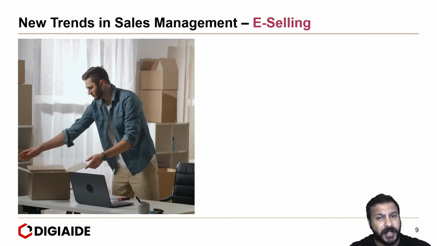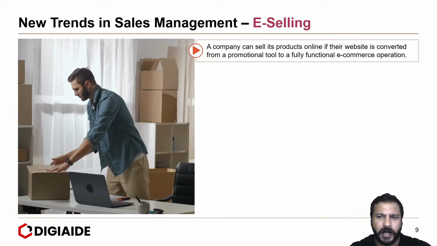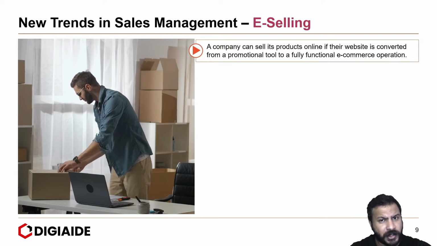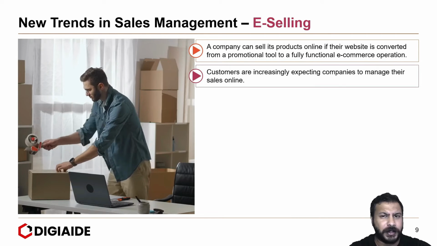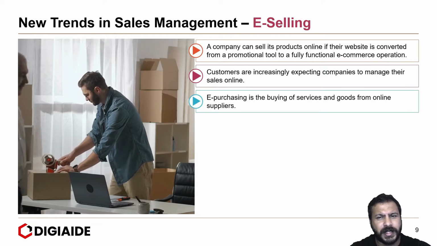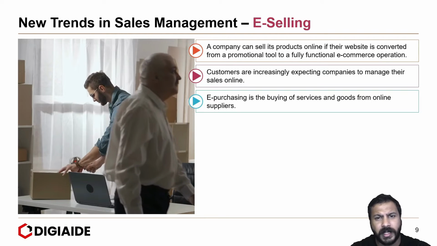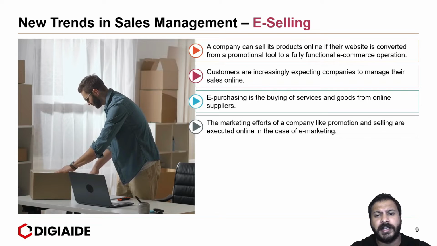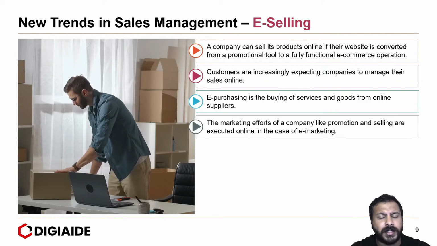And finally, the gamut of e-selling. A company can sell its products online if the website is converted from just a promotional tool to a fully functional e-commerce operation. Customers are increasingly expecting companies to manage their sales online. E-purchasing is the buying of services and goods from online suppliers. The marketing efforts of a company like promotion and selling are executed online in the case of e-marketing.